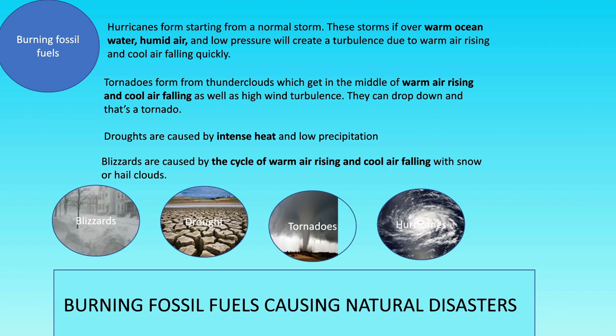Droughts are just intense heat and low precipitation periods, and blizzards are caused by the cycle of warm air rising and cool air falling with snow or hail clouds. You'll notice that all the things in bold are related to heat, which is how they're connected to global warming.